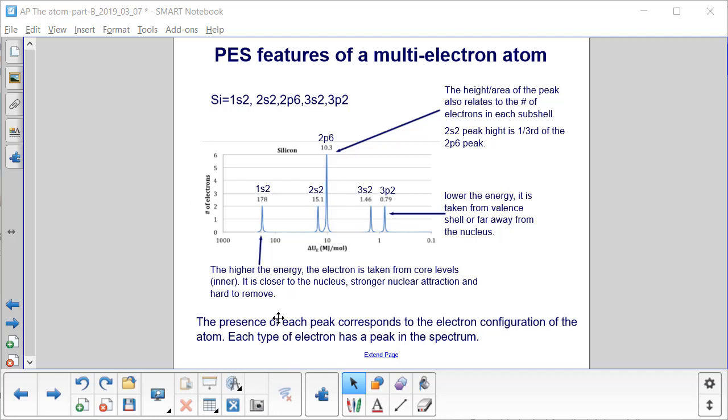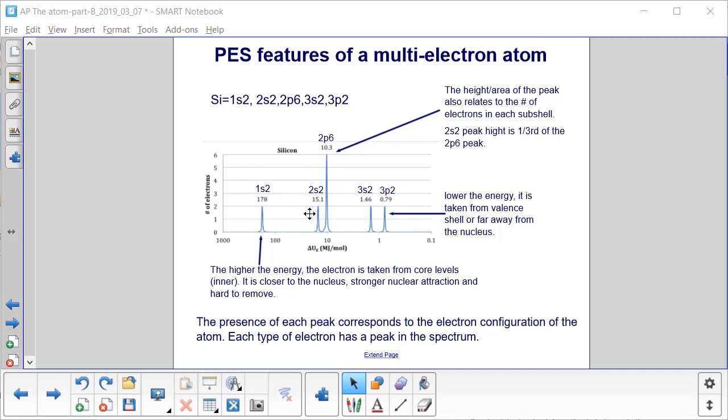So a few things to point out. The higher the energy, so here this highest energy peak, those are electrons taken from the core levels, or the inner electrons. For silicon, that corresponds to this 1s2. It's closer to the nucleus, and the stronger nuclear attraction makes it harder to remove, requiring more energy. See also that these peaks are all, well, this peak is a different height than the other four.